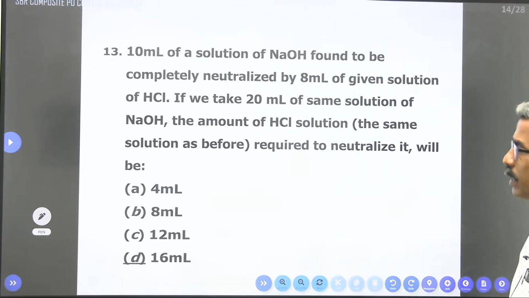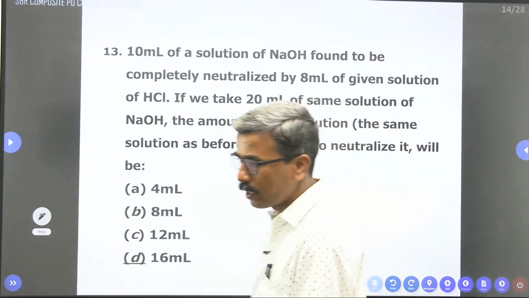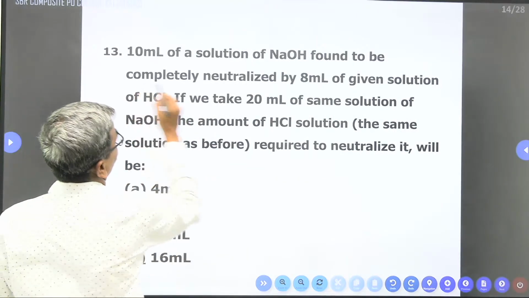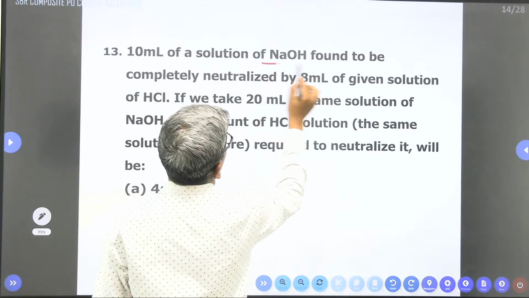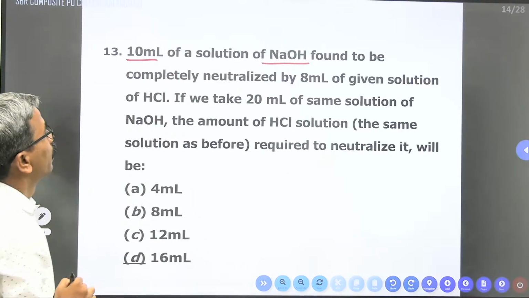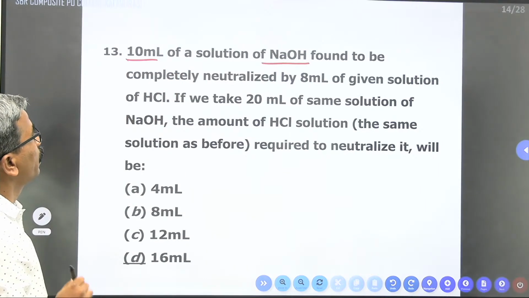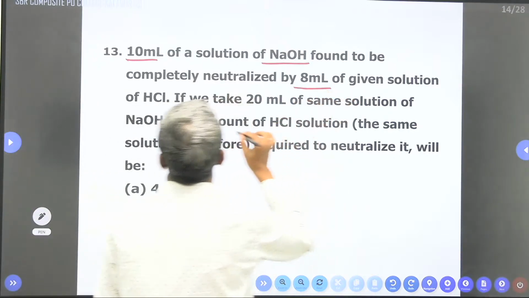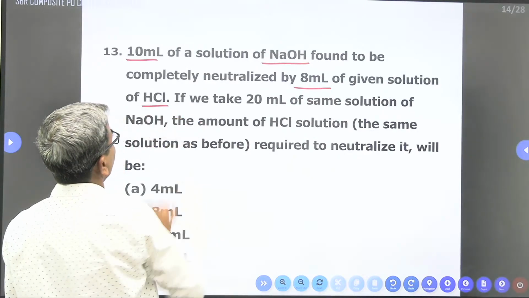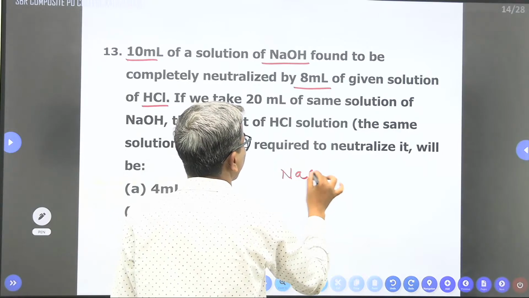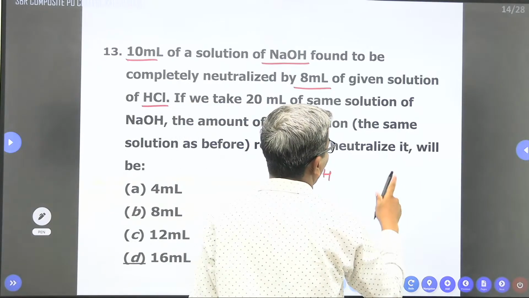Moving to the next question, question number 13. Now the statement of the question is: they have a sodium hydroxide solution, 10 ml. 10 ml of sodium hydroxide solution is found to be completely neutralized by 8 ml of HCl. Now they have two solutions, one is sodium hydroxide and another one is hydrochloric acid.